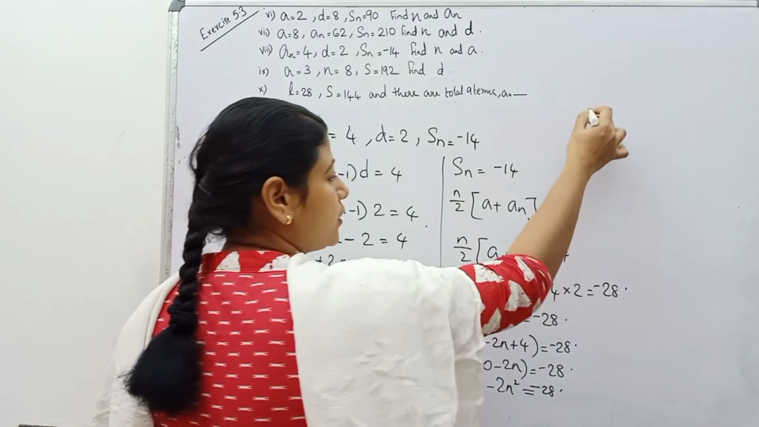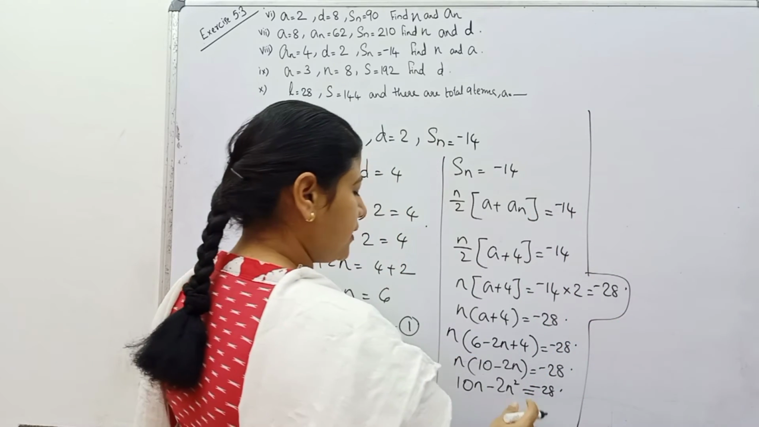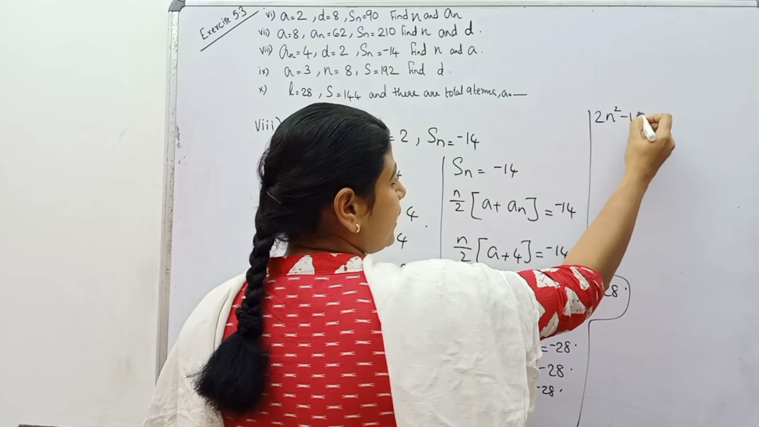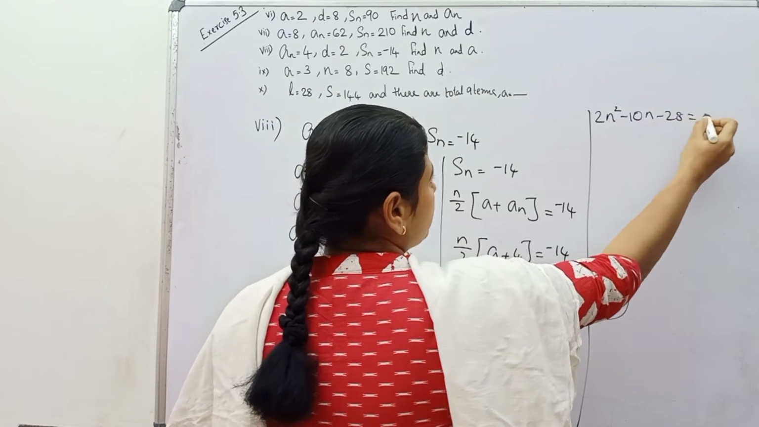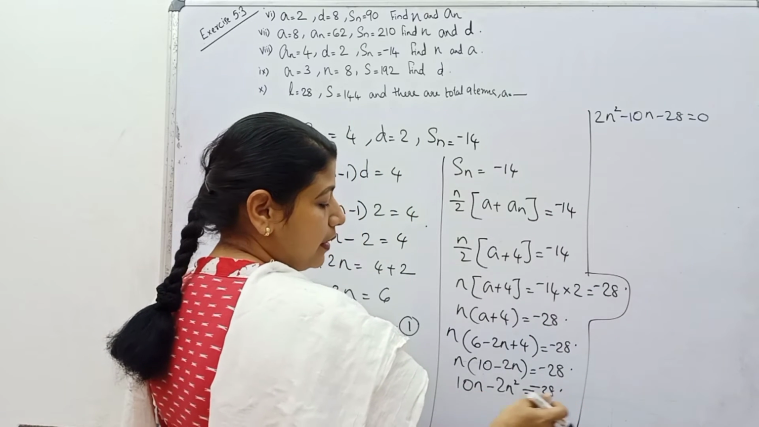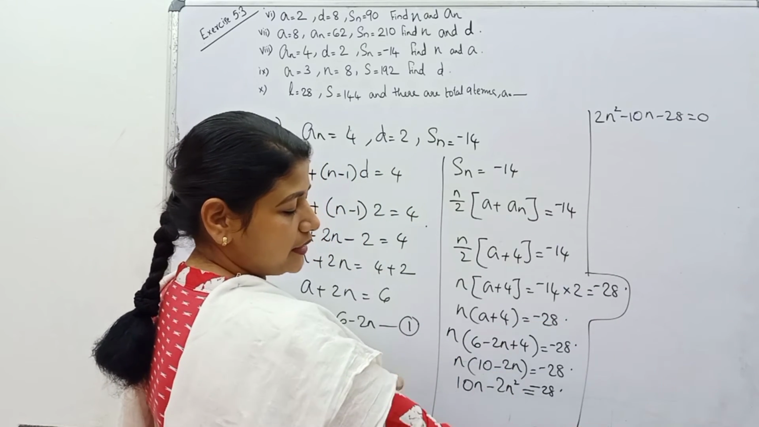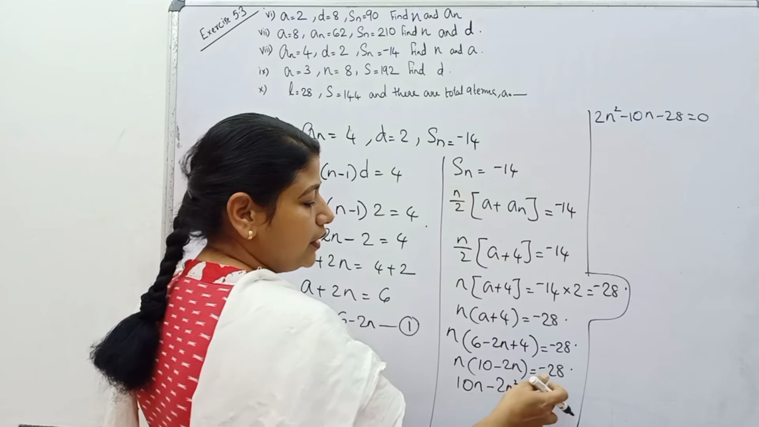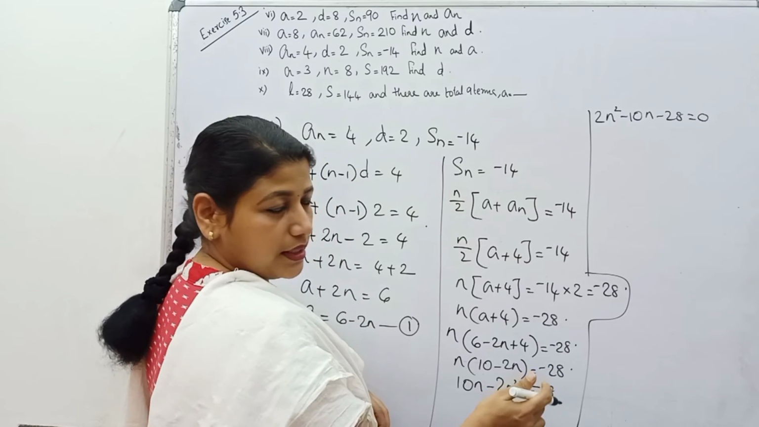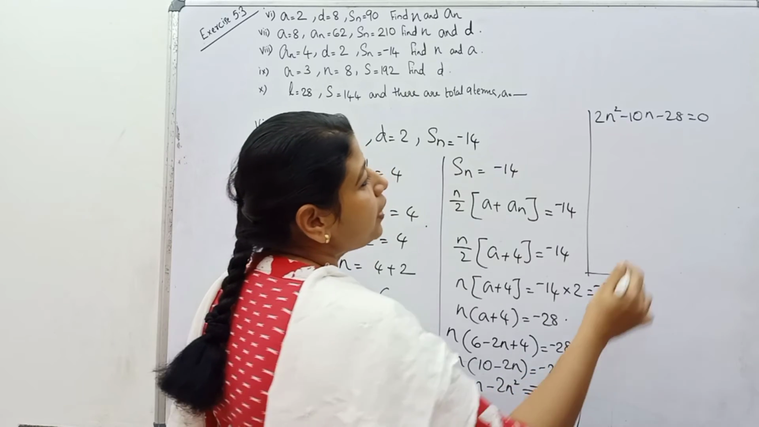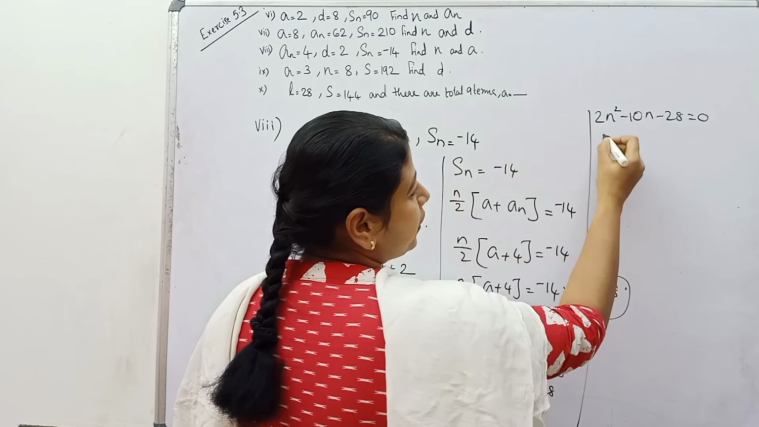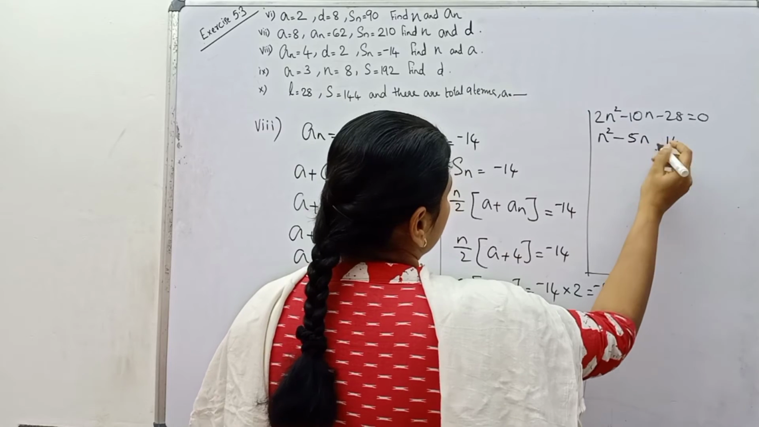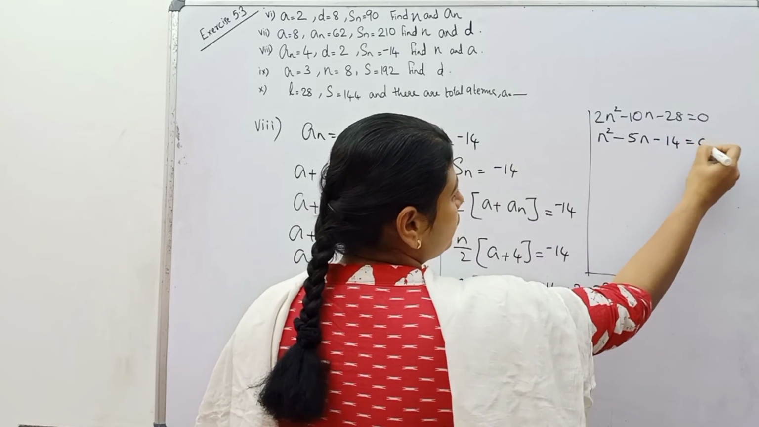Now this is a quadratic equation. We can rearrange it, taking all these terms to that side. You will get 2n square minus 10n minus 28 equal to 0. This negative 2n square will be positive, and 10n will be negative. Here itself we have negative 28, so no need to change this. Now we can divide all these terms by 2. Then you will get n square minus 5n minus 14 equal to 0.